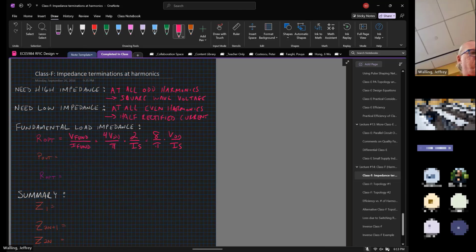Of course, we did already calculate our output power, but I didn't write it out expressly. 1/2 times 4 VDD over pi times IS over 2. And from this, we can solve for IS in terms of the output power. And then we can plug this back in and find what R opt is as a function of output power.